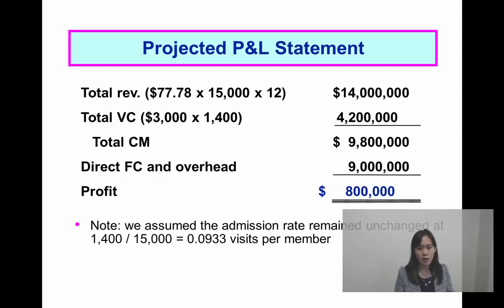The variable costs of the clinic are still going to be $3,000 per admission times 1,400 admissions. So it's still going to be $4.2 million. The direct fixed costs and the overhead costs don't change. And the reason why the variable costs are calculated at $4.2 million is because we assume that the admission rate per member is constant. So we assume before there were 1,400 admissions over 15,000 members. So the rate is 0.093 visits per member. And we've assumed that that doesn't change under fee-for-service versus capitation.